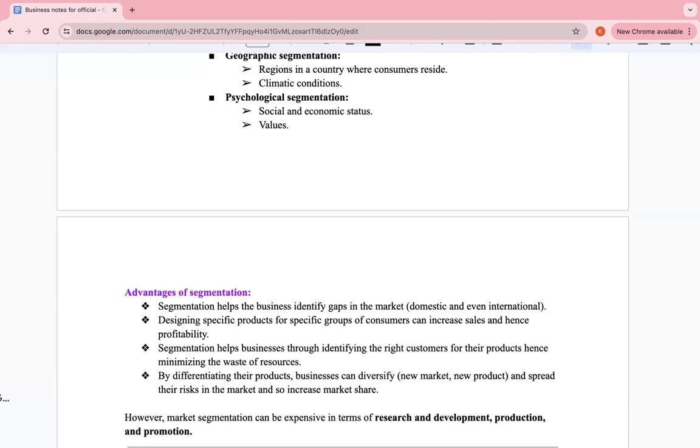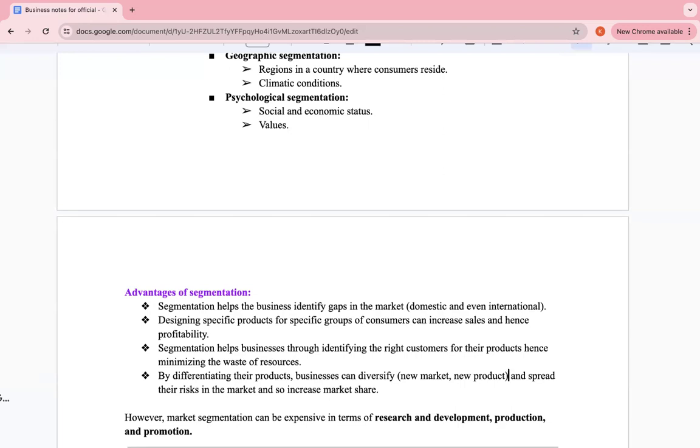Okay, so let's say there are these new types of shoes, really trendy. It worked out really well in one market, so they end up making, let's say, shoes that are slightly more luxurious, slightly more expensive, in a new market. So this is diversification technically. And spread the risk in the market and so increase their market share.